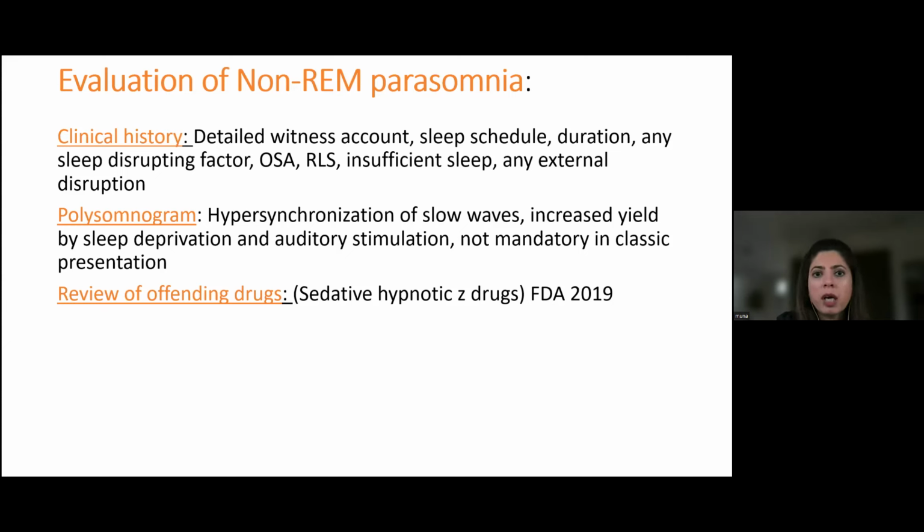Now, evaluation of non-REM parasomnia, after talking about all these, what are the main points for us? Clinical history, detailed witness account, very, very, very important. And I would say always get collateral history. If it's an adult patient, he's come alone, I would suggest that you call their bed partner right from the office, because that'll save you much time and much thinking process trying to figure out what actually is happening.